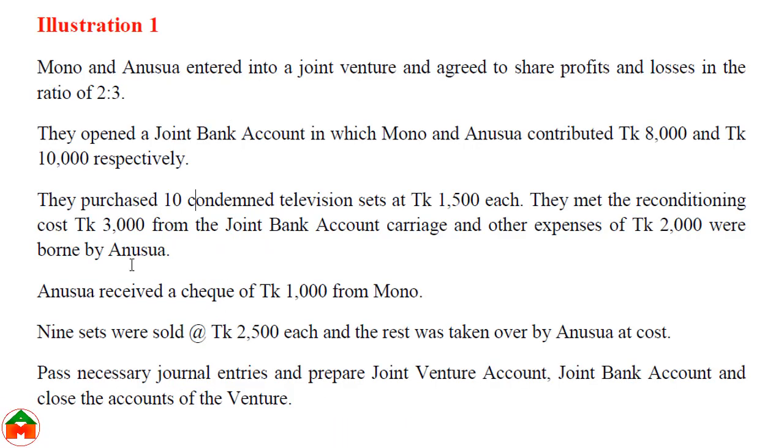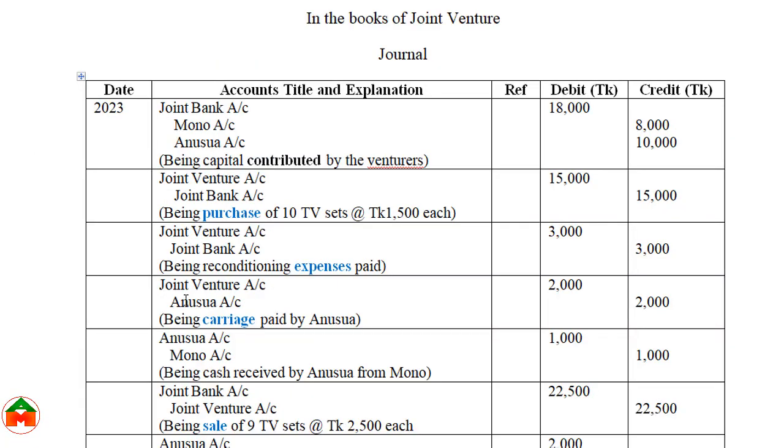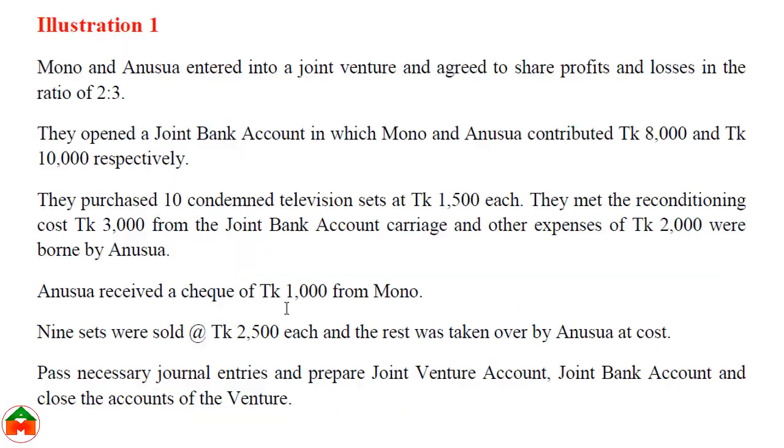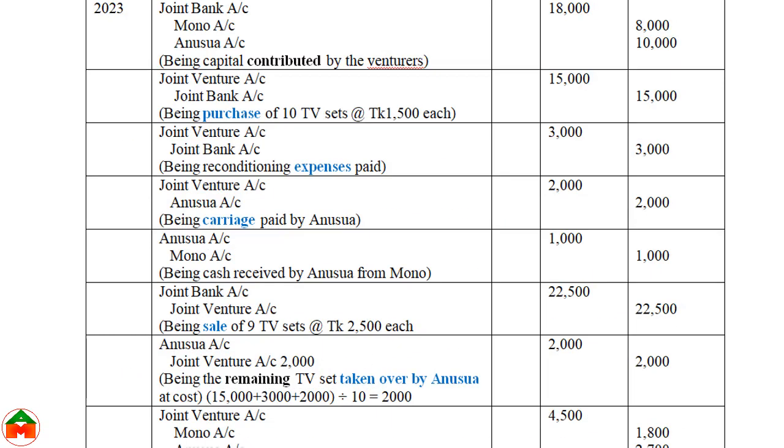And there is another expense that is paid by Anusha. Whenever there is an expense, joint venture account debit. We can see joint venture account debit 2,000, and this amount is paid by Anusha. That's why Anusha credit. Then there is information that Anusha received a check from Mono of Taka 1,000. Since Anusha has received, Anusha account debit, and the amount is from Mono, that's why Mono account credit.